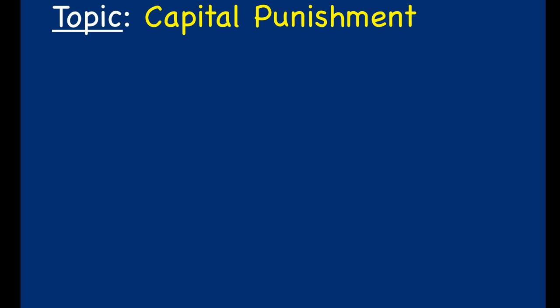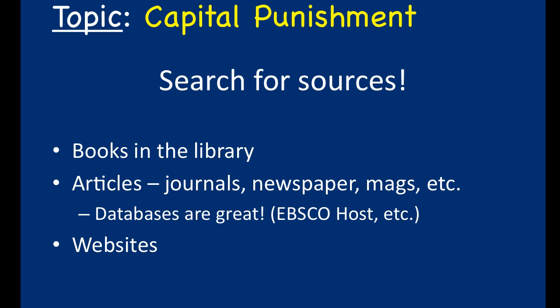Okay, first off, students should try to pick a topic. So let's say a student, for our purposes here, wanted to choose the topic of capital punishment or the death penalty. Well, the first thing they would do is start looking for good academic sources. Of course, there's lots of books in the library. There's articles, many different types of articles, different websites that might be related to that topic.